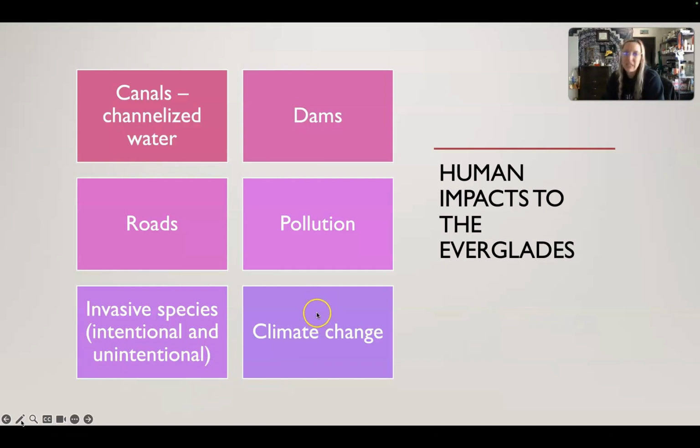Then, of course, climate change. Humans are doing a number to this planet, and that overall has impacts to various ecosystems, but in this case, the Everglades that we're talking about. This is, of course, quite the list, but it's not the only impacts that humans can have. I encourage you to think if there are any other human impacts to ecosystems.